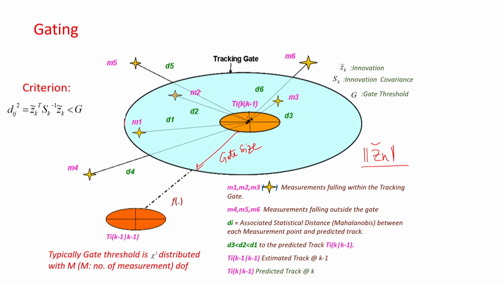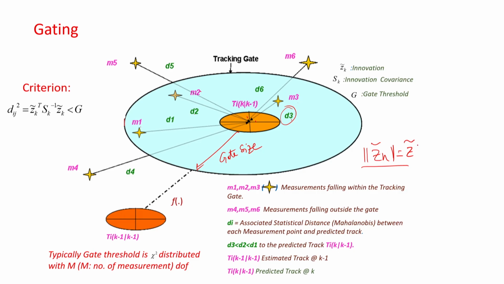So suboptimal nearest neighbor will say, guys, I want my D3, this is my measurement. So the track will get updated with it. PDA will say, well, I have 3 measurements M1, M2, M3 and distances D1, D2, D3, and I will use all of them. D3 is just a distance. How is the distance calculated? You know the norm of innovation.